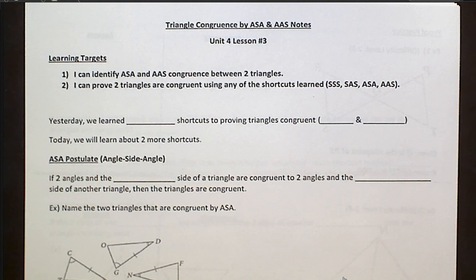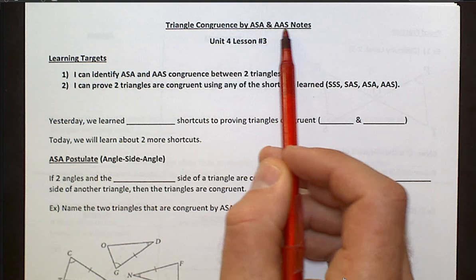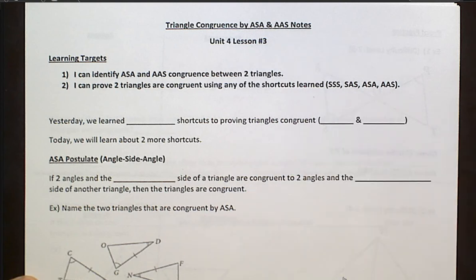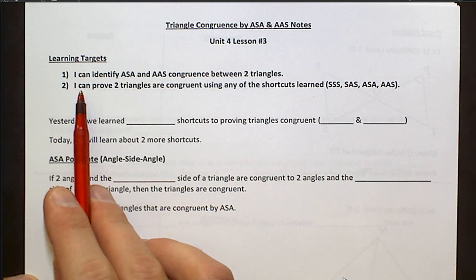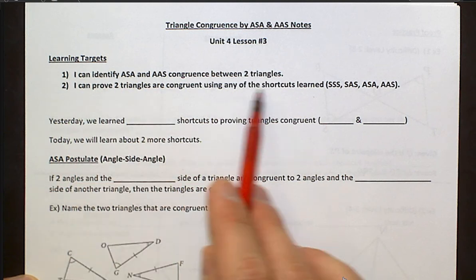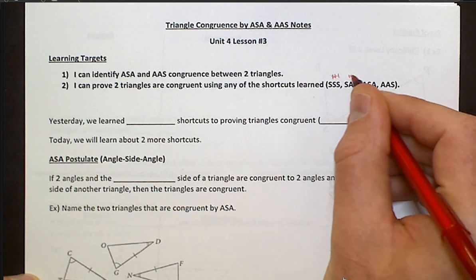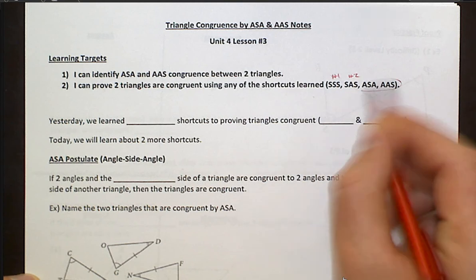We are moving forward with our proofs, our triangle proofs to be specific, and today we're going to talk about two more shortcuts, and they are listed at the top: angle, side, angle, and angle, angle, side. And so you can see the learning targets at the top there. The second one is really the one I want to stress to you. I can prove that two triangles are congruent by any of the shortcuts learned. This was the first one, this was the second one, and today you're going to learn about 3 and 4.